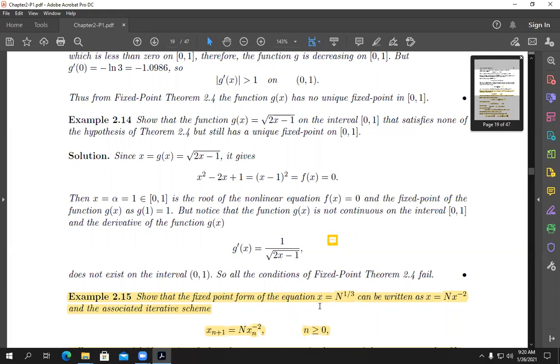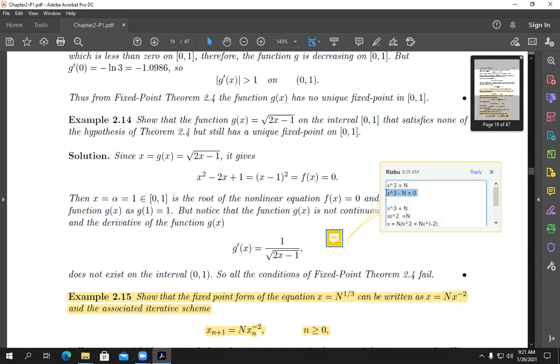X cube minus n. Yes, because I gave example number 2.6 last time for the bisection method. This is what you have here. Now you have to make this a non-linear equation. So what you have to do, take the power 3 on both sides. When you take the power 3 on both sides, what do you have? X cube equal to n. Then you take n on this side. X cube minus n equal to zero. This is your f of x.